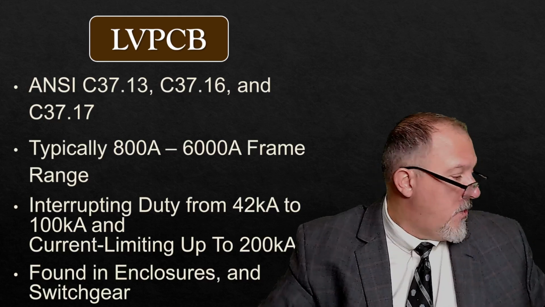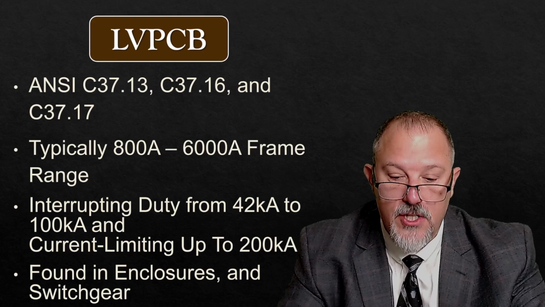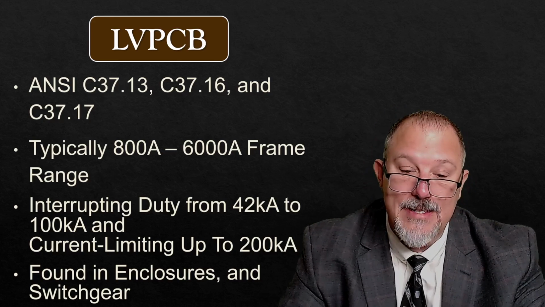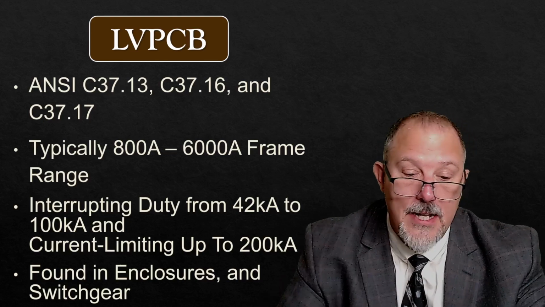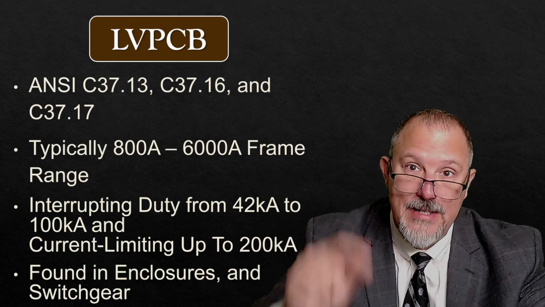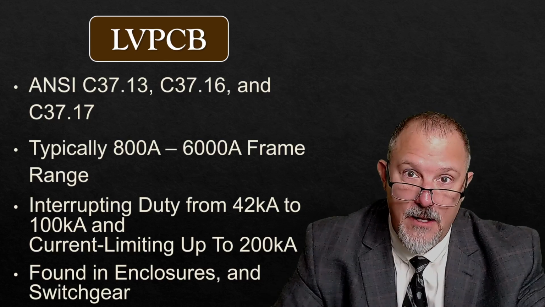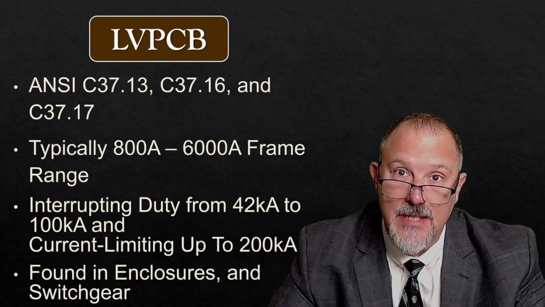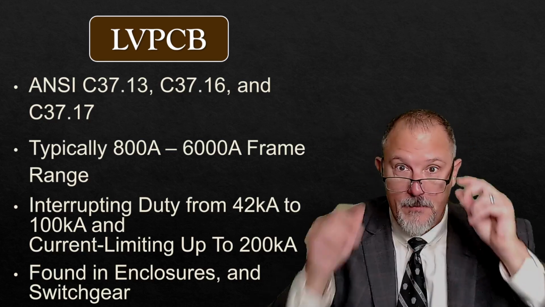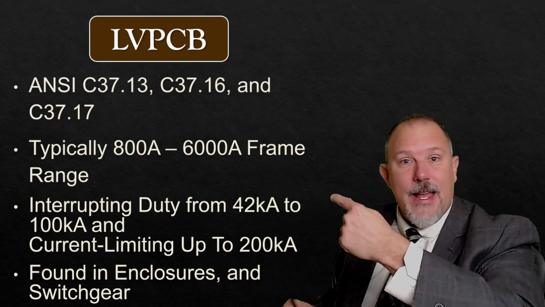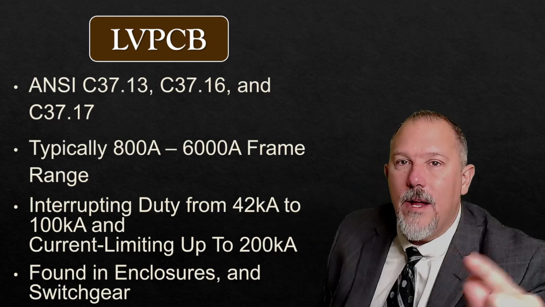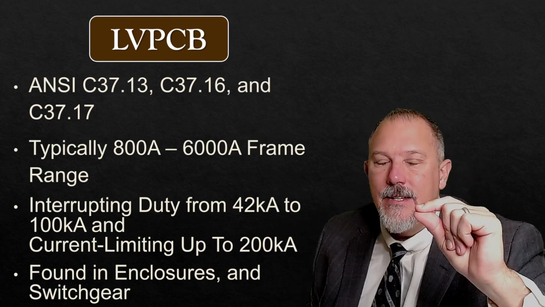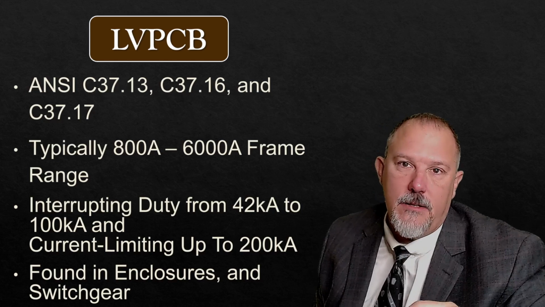30 cycles. What is one cycle? In a 60 hertz system, one cycle is 1/60th of a second. It's 0.0167 seconds. 30 of those is 0.5 seconds, half of a second. That video you watched was one cycle, 0.0167 seconds, 1/60th of a second.